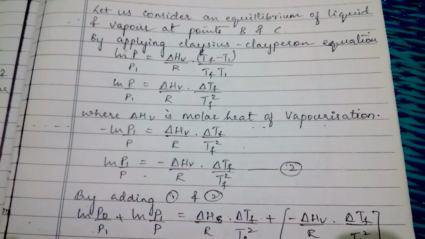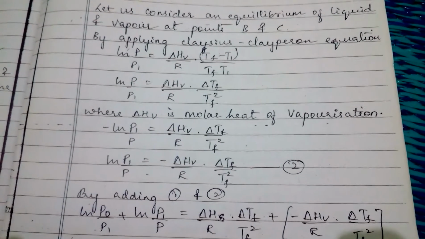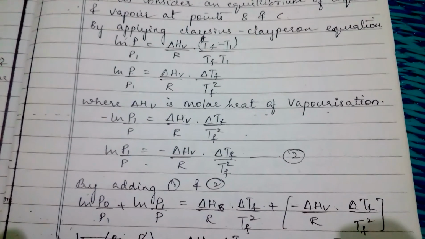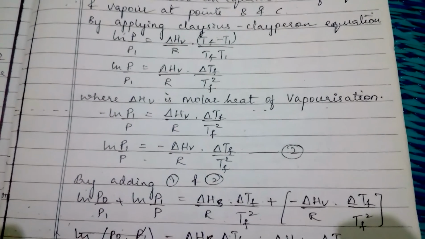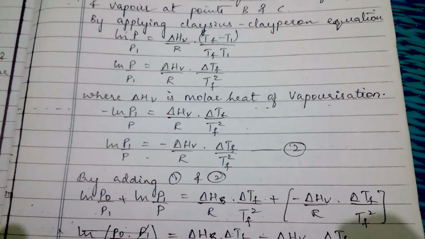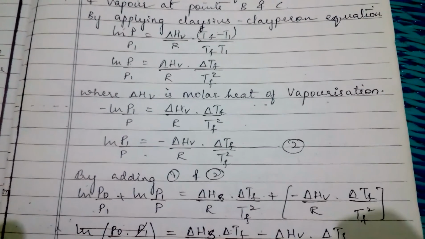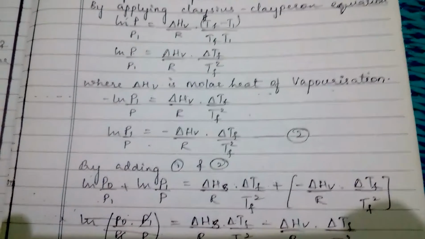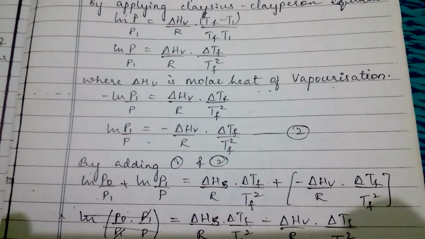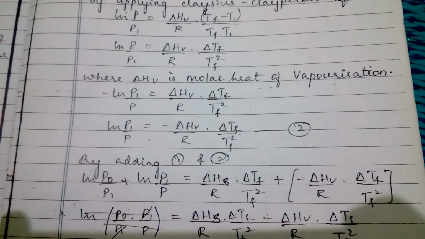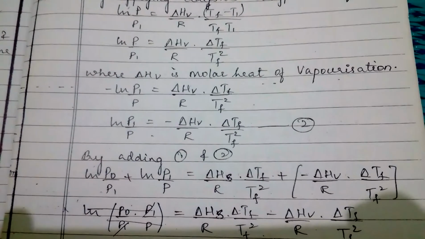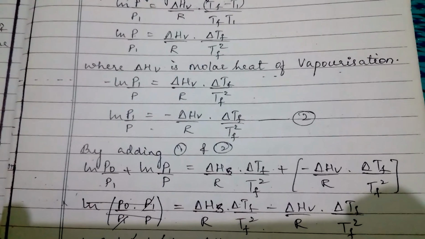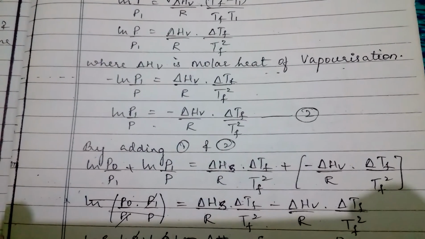By applying the Clapeyron equation, ln P/P1 = (ΔHv/R)(Tf − T1)/(Tf T1), which gives ln P/P1 = (ΔHv/R)(ΔTf/Tf²), where ΔHv is the molar heat of vaporization. It can be written as −ln P1/P = (ΔHv/R)(ΔTf/Tf²), so ln P1/P = −(ΔHv/R)(ΔTf/Tf²). Call it equation 2.